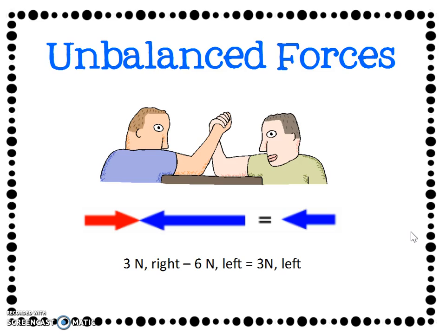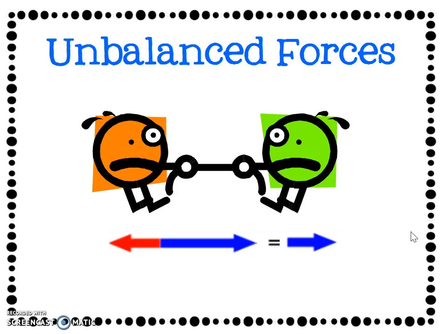Let's look at the arm wrestling example again. What if you have one guy pushing 3 newtons to the right, but then the other guy is pushing 6 newtons to the left? Somebody's going to be winning, and it's going to be the guy that's pushing with the greater force. It is unbalanced. There is motion occurring. Same thing with tug of war. If somebody is pulling with more force, that's where the rope's going to go.